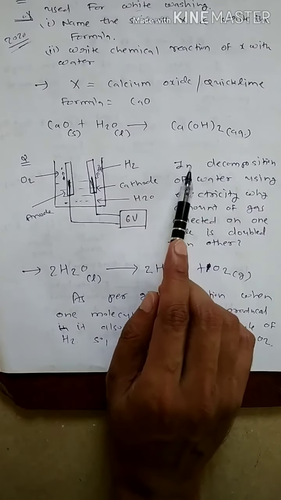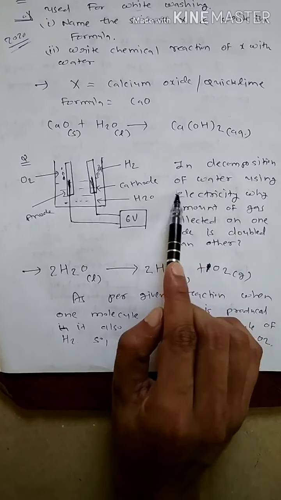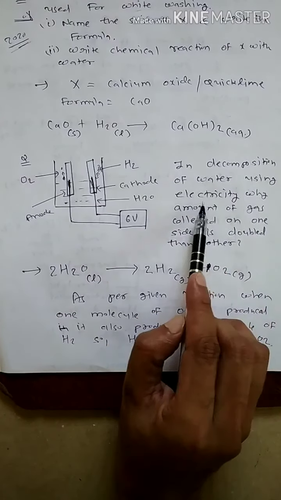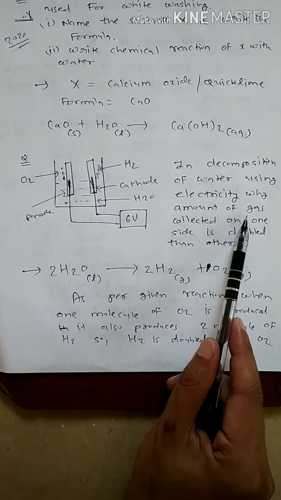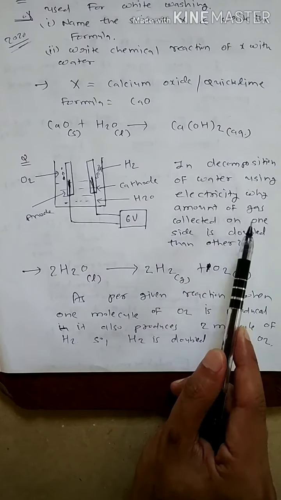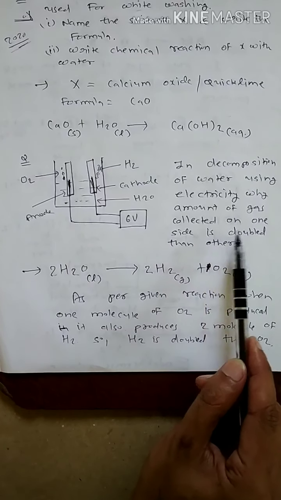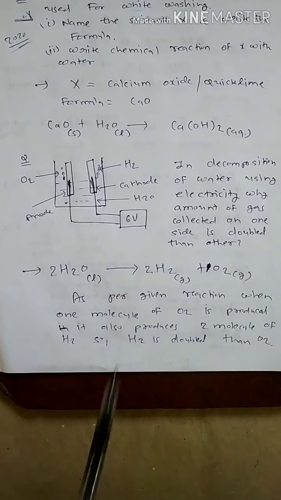Now what is the question? In decomposition of water using electricity, why is the amount of gas collected on one side double that of the other?